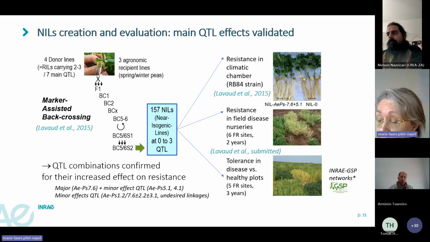Several QTL combinations were confirmed for their increased effect on resistance, especially when including the major effect QTL AEPS 7.6 alone or in combination with minor effect QTL, especially the AEPS 5.1 or 4.1, and some combinations of minor effect QTLs also showed increased resistance in yields, but also sometimes with undesired linkages with especially late flowering or colored flowers.